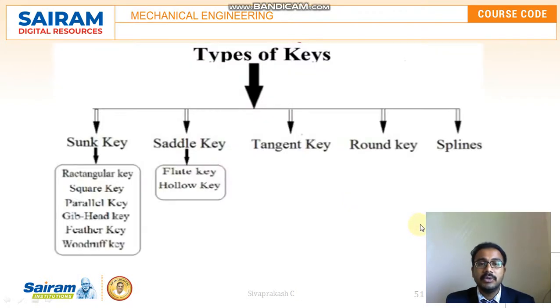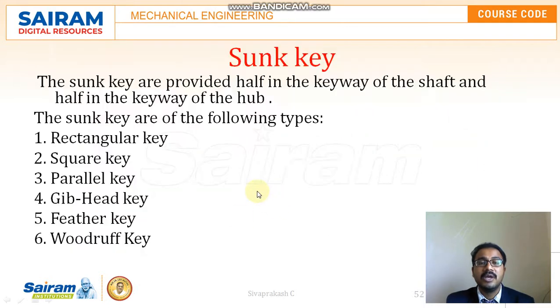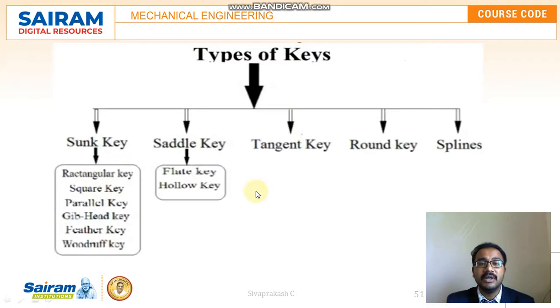And when we speak about the types of keys, we have different types. We have sunk keys, saddle keys, tangent keys, round keys, and splines. Again, under sunk keys, we have different categories: rectangular key, square key, parallel key, Gib-Head key, feather key, woodruff key. And under saddle key, we have flat key and hollow key. We'll discuss each and everything one by one.